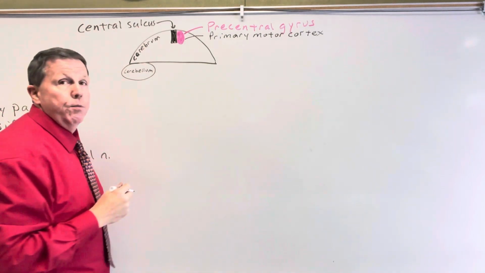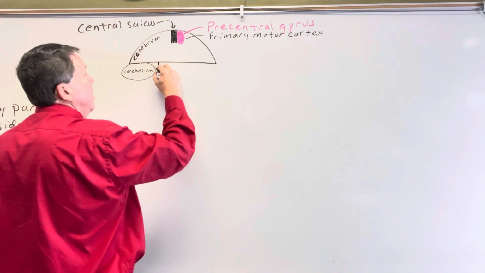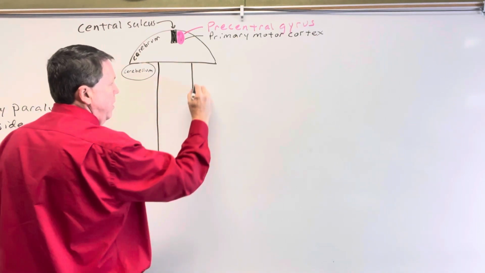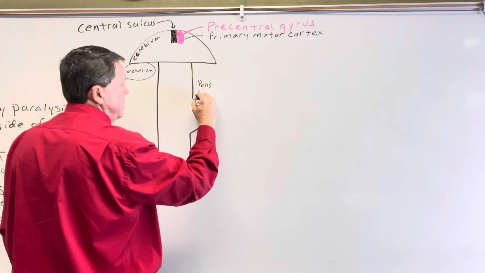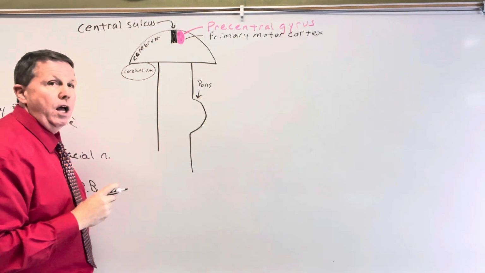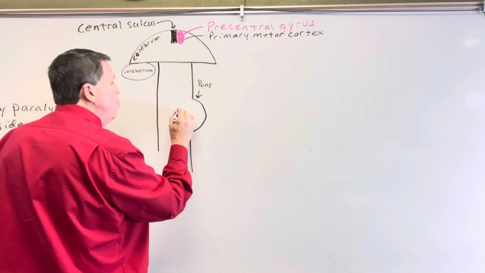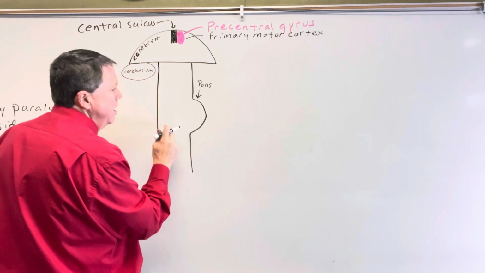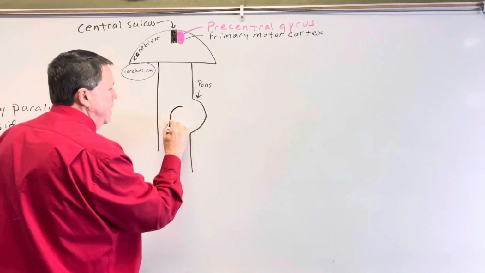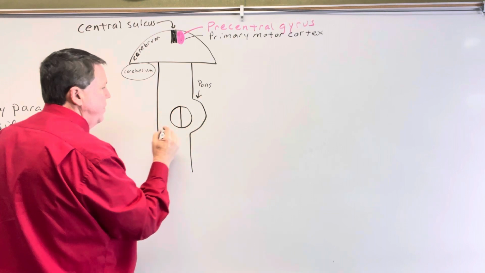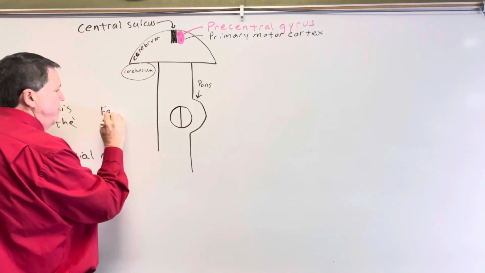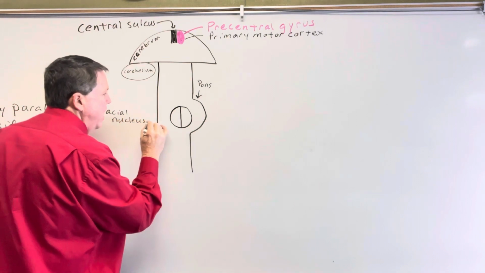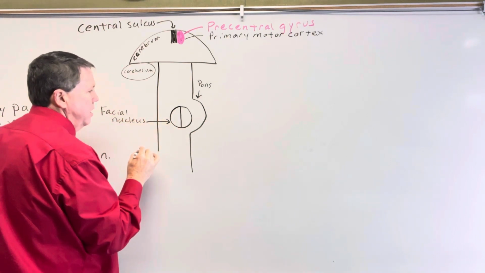Now I'm going to draw another part of the brain, and we're going to call this the brainstem. This part right here we're going to call the pons. Inside the pons, we're going to have this nucleus. I'm going to draw this really big, but it's not that big, and it's actually down here near the bottom. We're going to call this the facial nucleus. The facial nucleus is important because this is basically where my 7th cranial nerve is going to come out from.